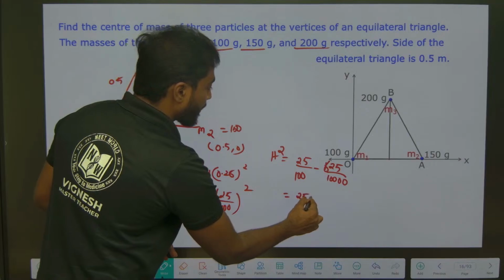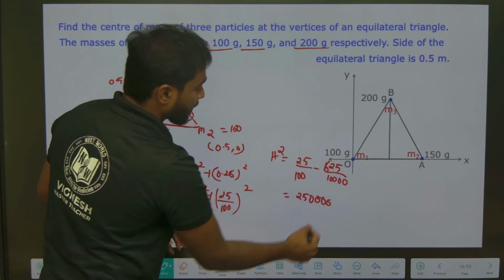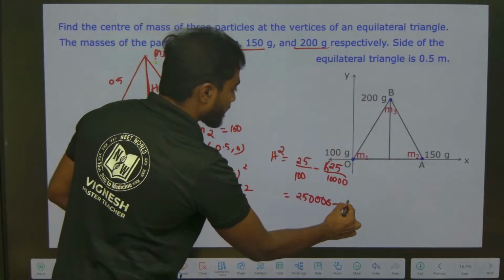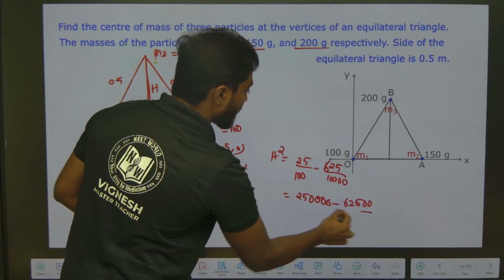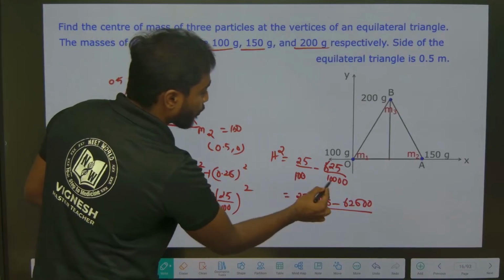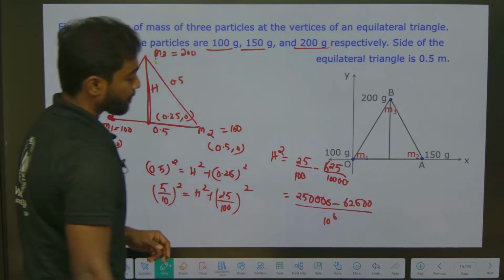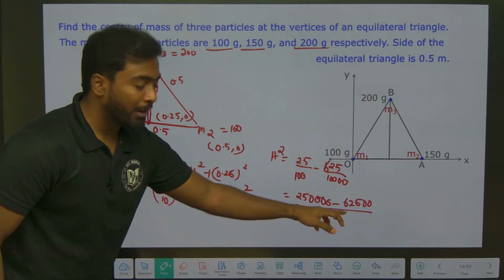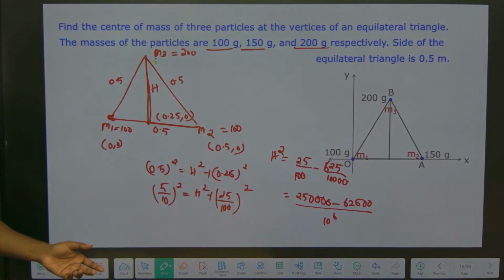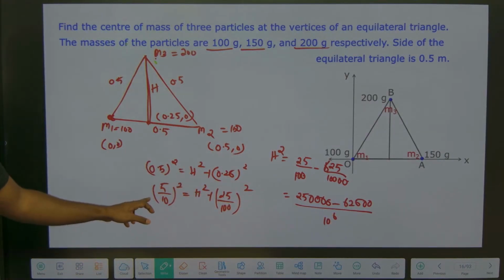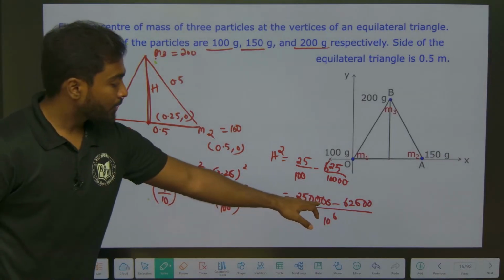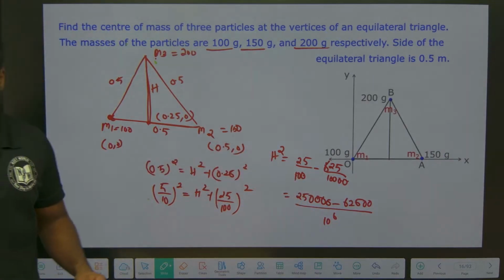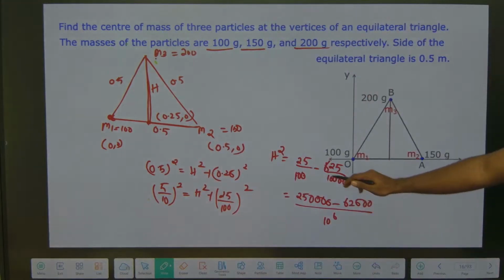So 25 with 4 zeros minus 625 with 2 zeros, divided by 10 power 6. Yes, I am cross multiplying. This one I have cross multiplied and this one I have multiplied. The minus is a negative symbol, so this one will become negative. You can take LCM also, no issues. Instead of LCM, I have cross multiplied and multiplied the denominator. Okay, fine.